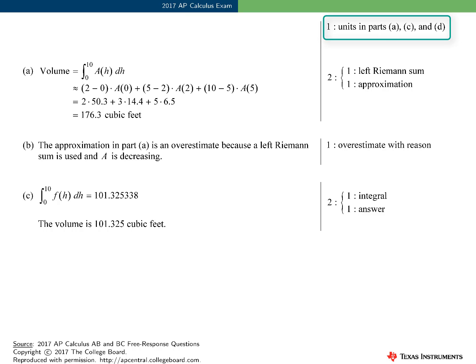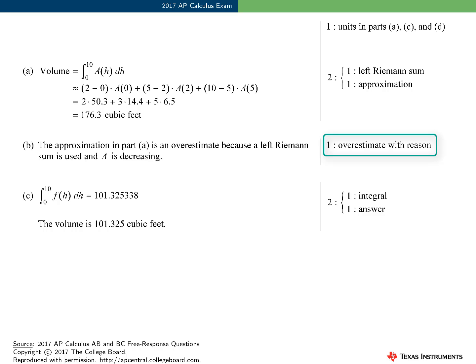Here are the scoring guidelines for this question. In this question, there was one global point for units. The units were asked for in parts A, C, and D, and the student received 1 point for presenting the correct units in all 3 parts. Part A was worth 2 points. The first point was a conceptual point for presenting the correct form of a left Riemann sum, and the second point was for the numerical approximation.